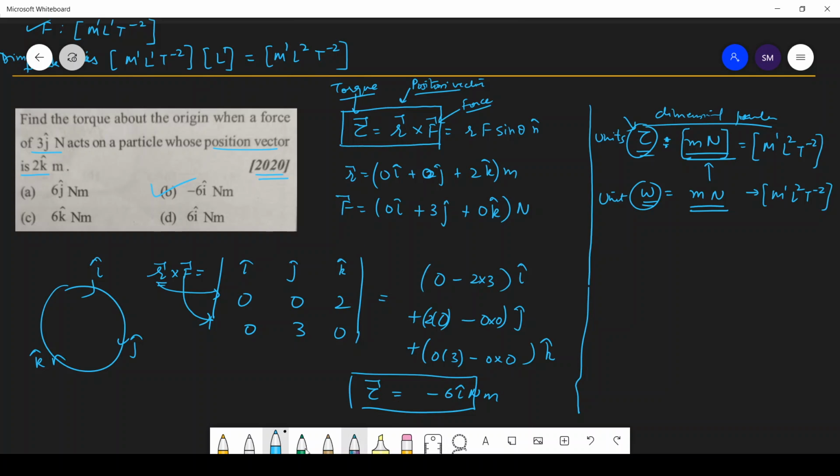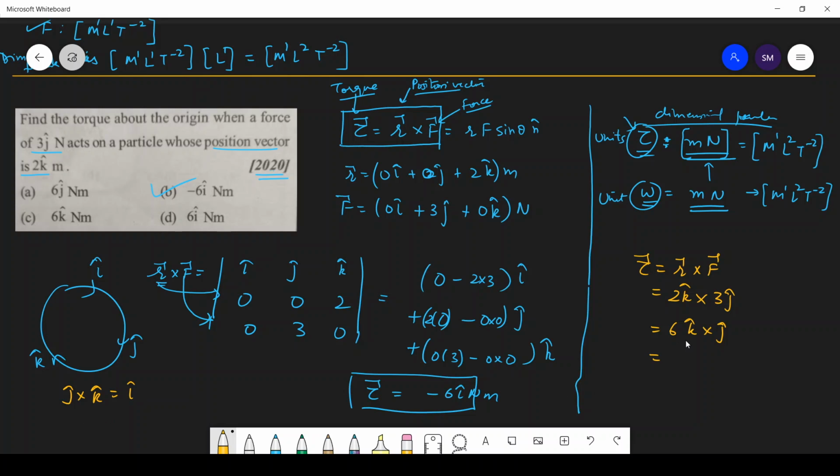Can we do this question in a simpler way? Yes. Tau is equal to r cross F. What is r? r is 2k cap. What is force? 3j cap. So that is 3 into 2, 6, k cap into j cap. What is k cap into j cap? If you write j cap into k cap, j into k, moving in this circle, you will get i cap, right?